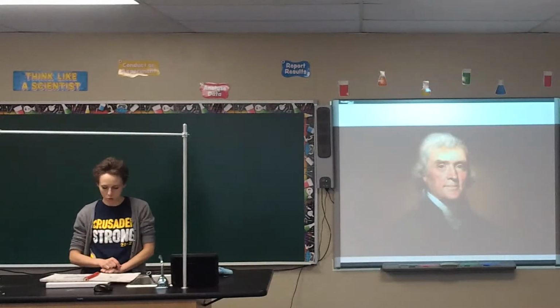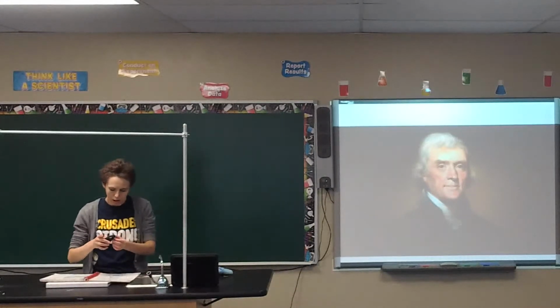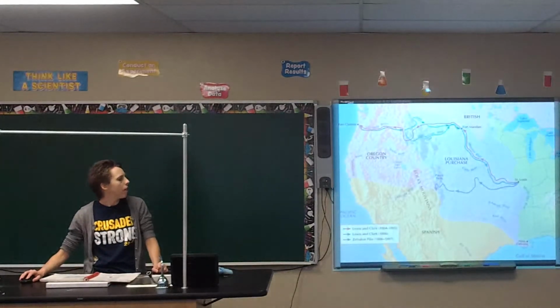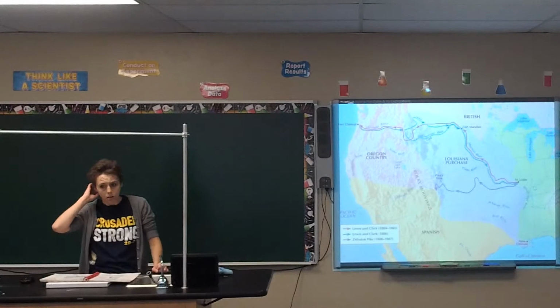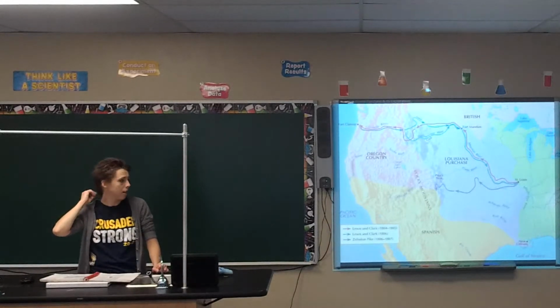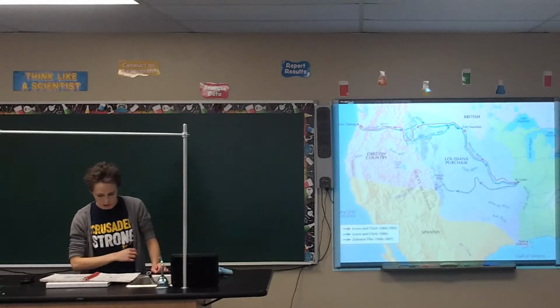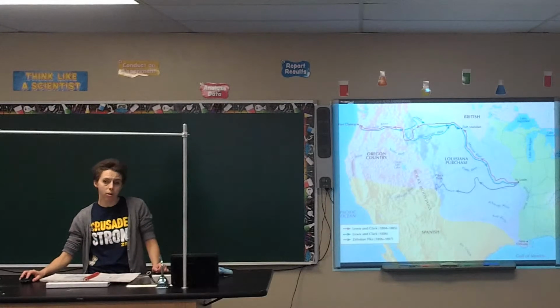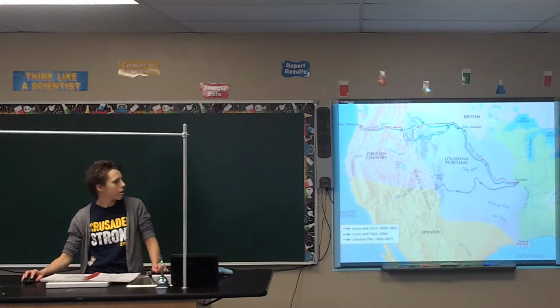Turn over to page 122. Now, we started talking about Lewis and Clark yesterday, so now we're getting into the Louisiana Purchase, the southern portion. So Lewis and Clark went up north. It took them about 2 years, all said and done, before they made it back to St. Louis on September 23rd, 1806. We talked about how they kept journals, saying, here's all the different things we saw and discovered.